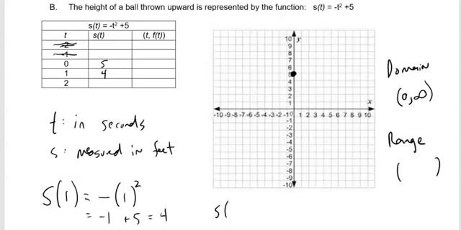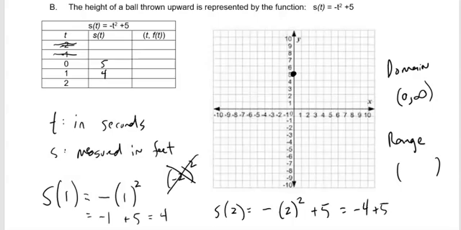How about 2? Well, S of 2 is going to go down real quick. It's going towards the ground. S of 2, same idea. You got to be careful with this. That's -4, right? That's different. Just real quick, that's different than this. Right? That's +4. That's not what we're given here. We're squaring the 2 and then making it negative. So that would be -4 plus 5, and that's +1.